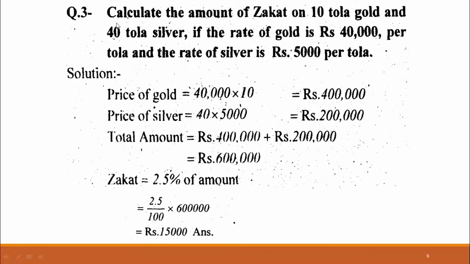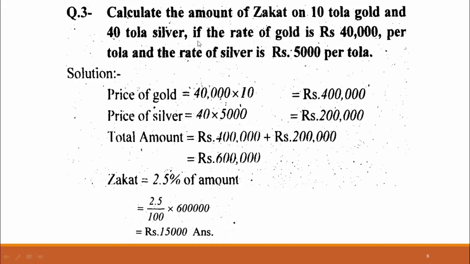Now in this question number 3, calculate the amount of zakat on 10 tola gold and 40 tola silver. A person has the amount in the form of gold and silver, 10 tola gold and 40 tola silver. So first of all, find the amount of per tola gold and the amount of per tola silver.